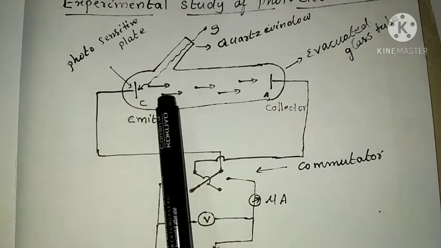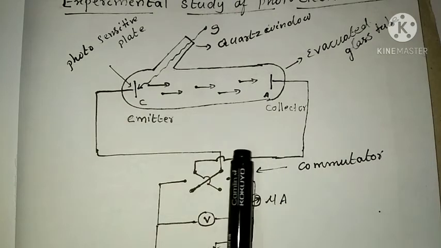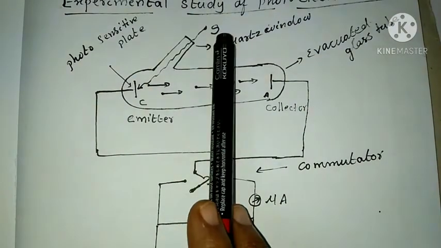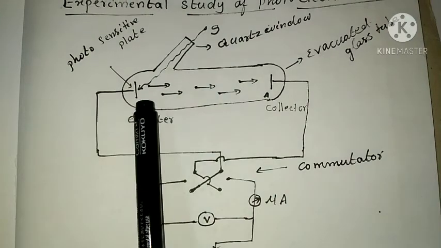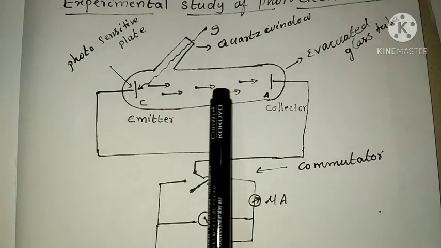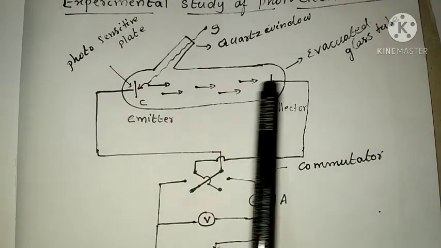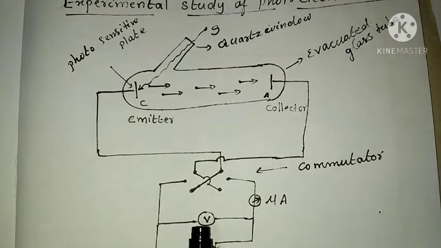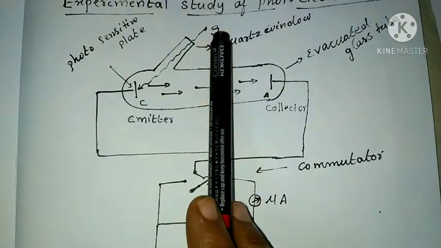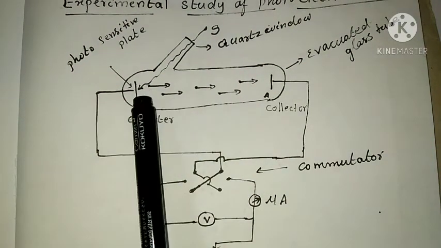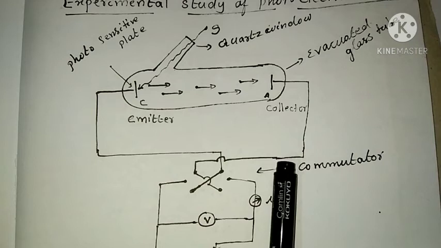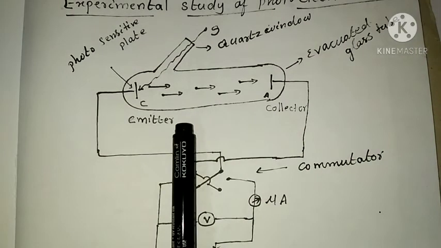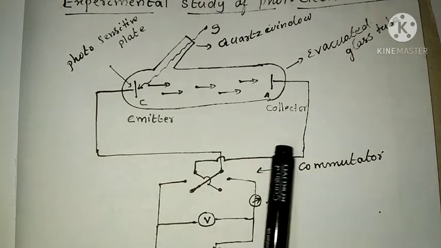Then the photocurrent flows through the circuit. When you increase the intensity of light, more electrons are emitted from the emitter plate, and then the photocurrent increases in the circuit. In this way, we can see that when the intensity of the incident light increases, the photocurrent also increases. So we can say that photocurrent is directly proportional to the intensity of the incident light.